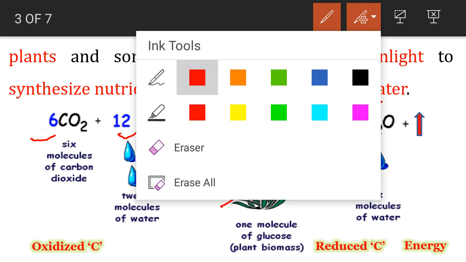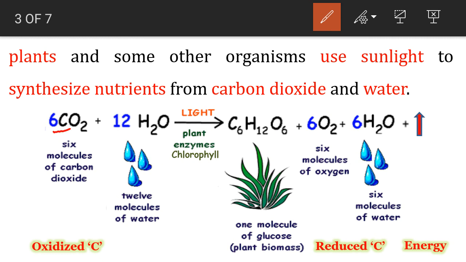If you see here, this carbon is associated with the oxygen atom, that means the carbon is in oxidized form. Here carbon is associated with hydrogen, that means this carbon is in reduced form. In the process of photosynthesis, the oxidized form of carbon is getting converted into a reduced form of carbon to form nutrients, that is carbohydrate molecules.